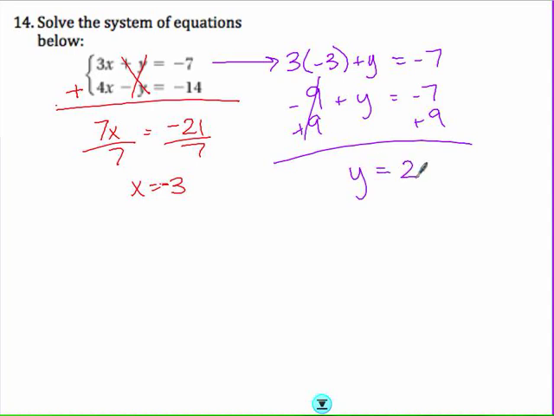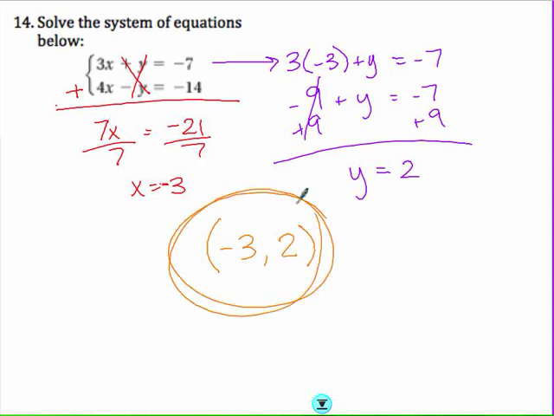So really the solution to this, and the solution that I would like to see going forward, would be a coordinate of negative 3 and a positive 2. So this is what I would like to see on your answers going forward if there's a system of equations.